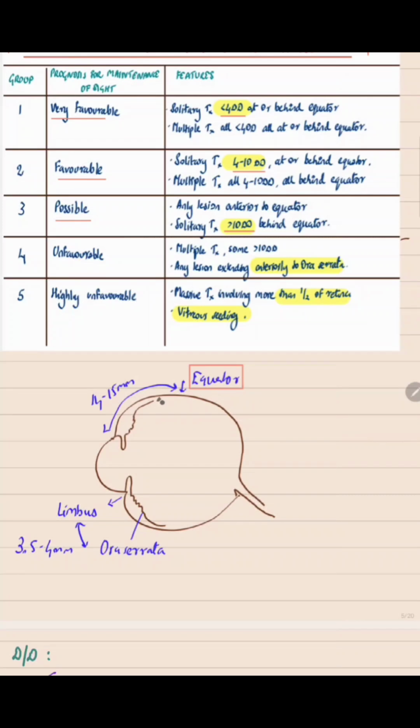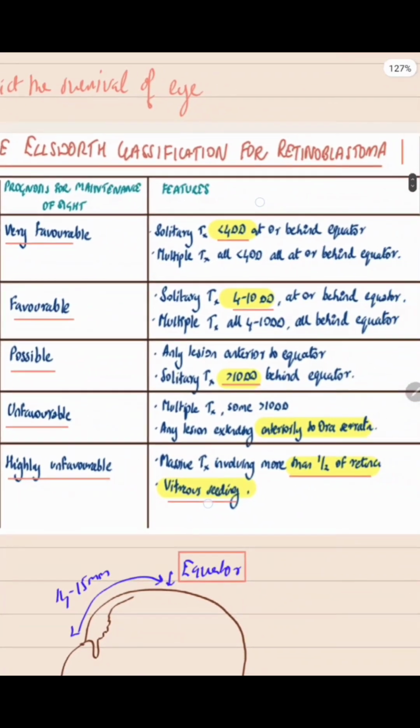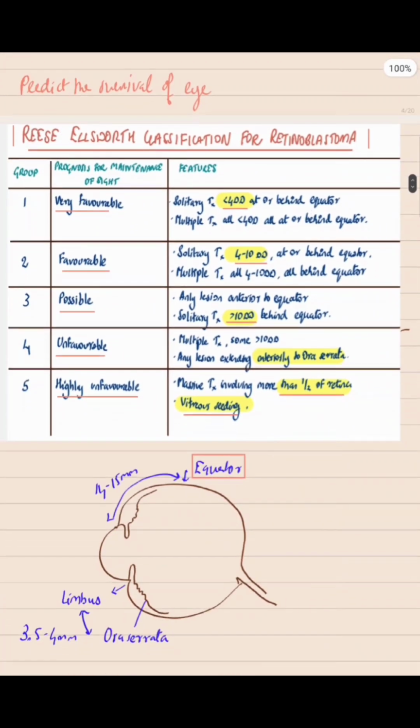Then if it is anterior to the ora serrata, it is unfavorable, and if more than half of the retina is involved with vitreous seeding, then it is highly unfavorable. So it is like less than 4, 4 to 10, more than 10: very favorable, favorable and possible. If it is anterior to the ora serrata, it is unfavorable, and highly unfavorable if more than half of the retina is involved and vitreous seeding is there. This is the Reese-Ellsworth classification for retinoblastoma to predict the survival of the eye.